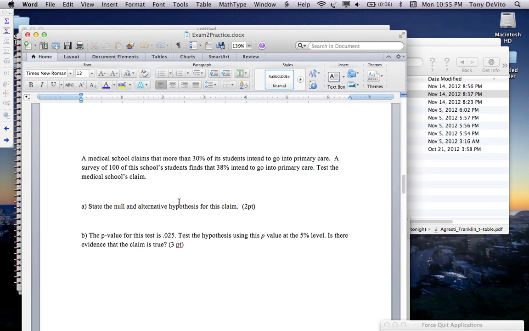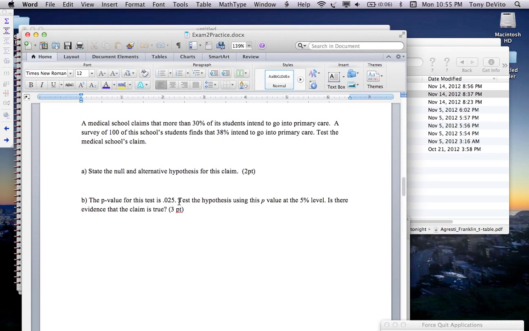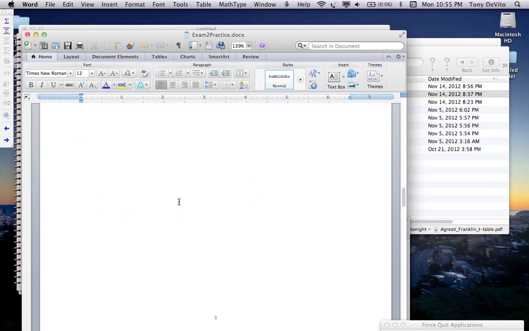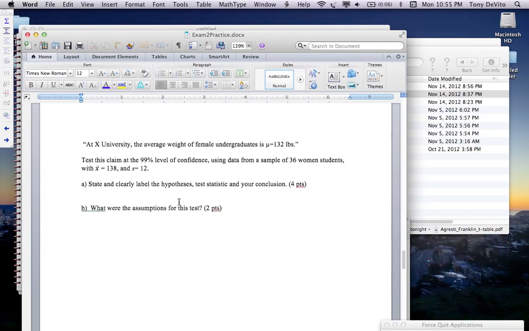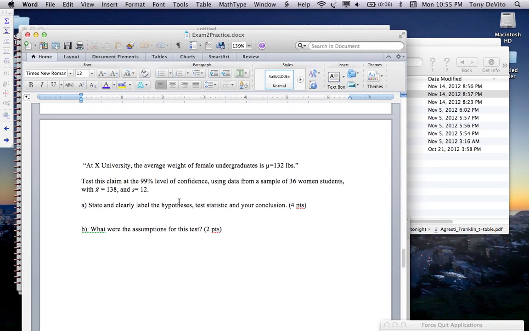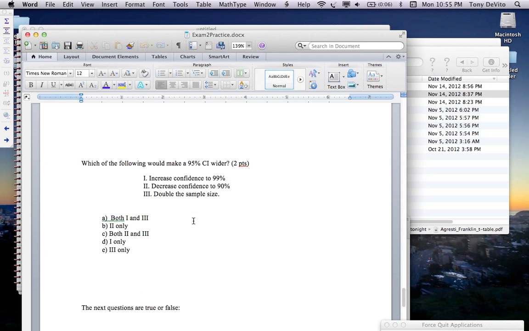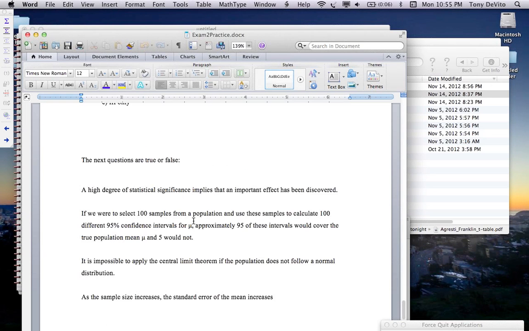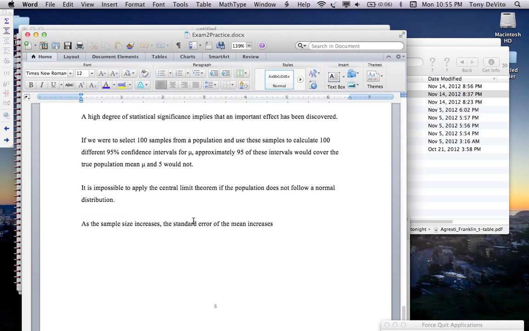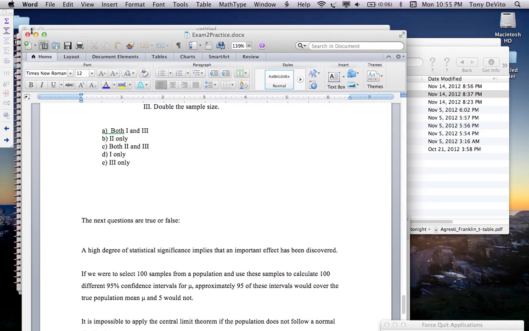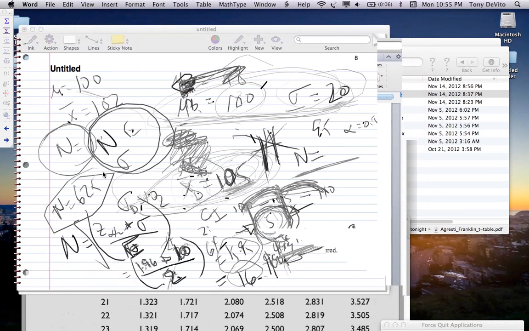Medical school, 30%. Test. Yeah, wait, it's test the claim. State the conclusion. Confidence wider. But I don't see another example in there for sample size. But I think pretty much that's what a problem would look like. That's the kind of information that you would expect to find in a problem like that.